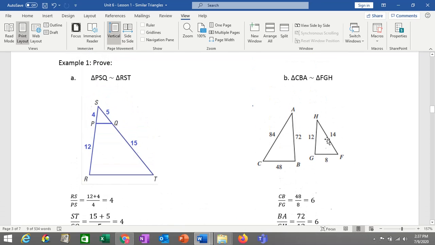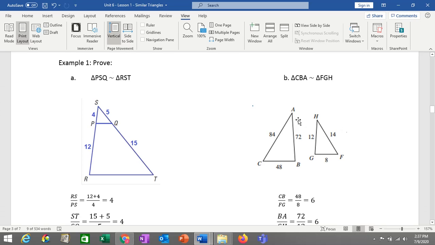All right, let's look at example B. We have triangle CBA and triangle FGH. I want to prove that these two are similar. Now, you want to be careful here, because in this case, the triangles do not have the same orientation. This triangle here is flipped a little bit.